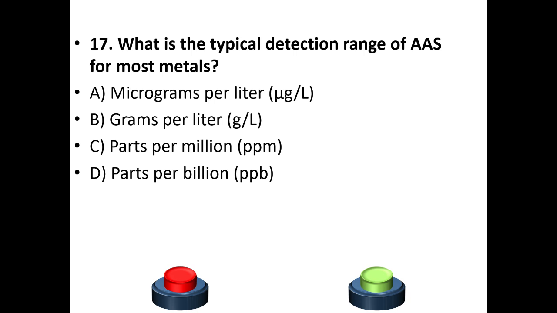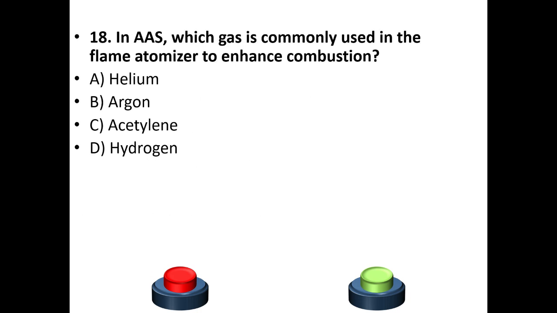17th question. What is the typical detection range of AAS for most metals? Microgram per liter, gram per liter, parts per million, parts per billion. Which is the answer? Your answer is option D. Parts per billion.